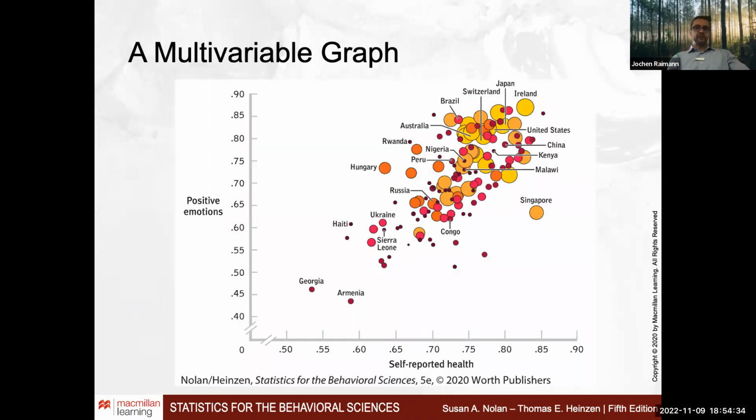Multivariable graphs, bubble graphs. You've all seen Hans Rosling talk about his epidemiological data. So these are just up and coming. It's much easier nowadays to create really very powerful graphs with a lot of information contained. Just make sure that you understand all dimensions of that graph.